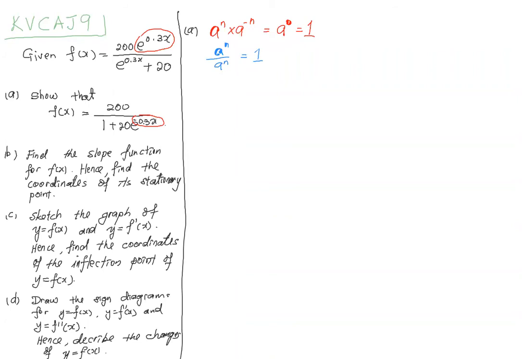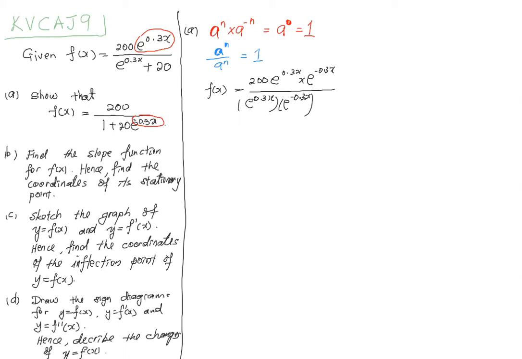So for part A, what I do is I have my f(x). So I can do it this way. Every term in the fraction, if I multiply with e to the power negative 0.3x, I can do it like that. So that is correct in the sense that the top you times by e to the power negative 0.3x, the bottom you also do so. Are you clear? So you have to show this step. That is called show.